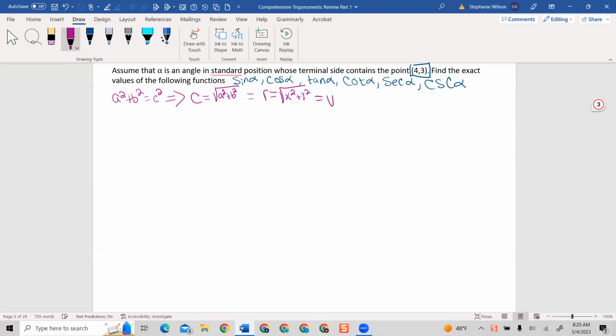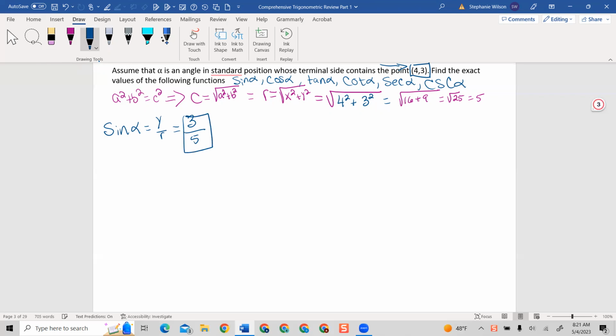So what is r? Well, we know that x is 4, let's square it, plus y is 3, let's square it. Now I have the square root of 16 plus 9, which is the square root of 25, which is 5. All right, now let's solve. Sine of alpha is equal to y over r, opposite over hypotenuse, and the longest side is r. My y is 3, from this coordinate here, over r, which is 5. Can't reduce it, it's in good notation, so we're going to leave it alone.